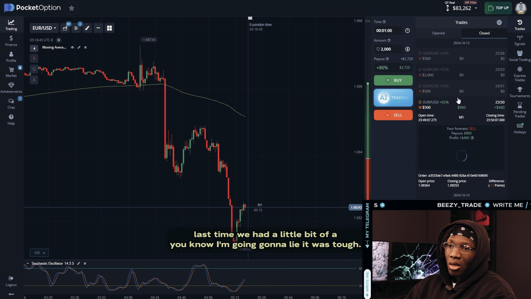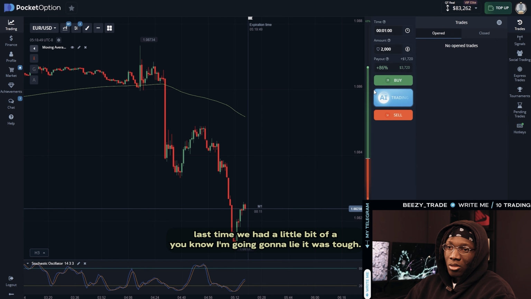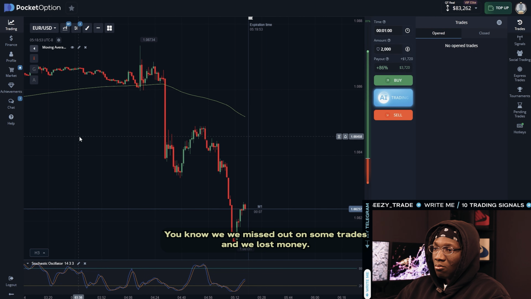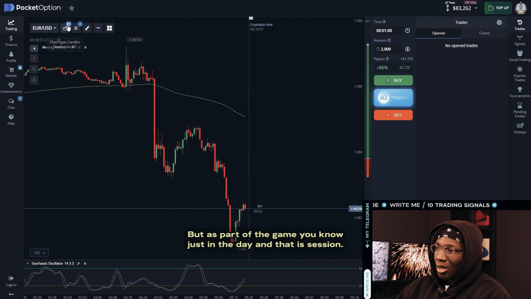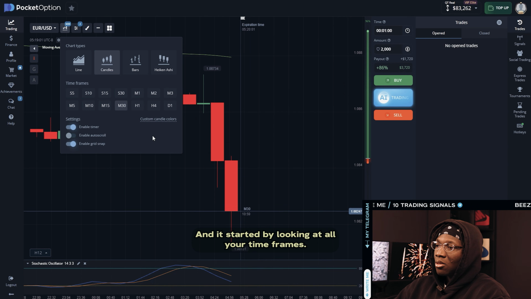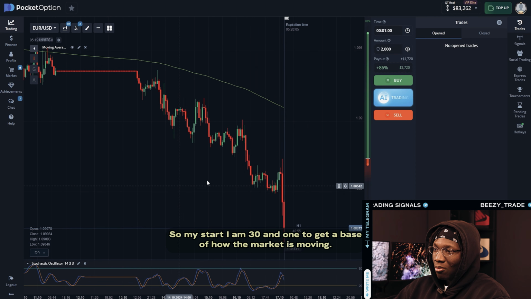Remember last time we had a little bit of a, not gonna lie, it was tough. We missed out on some trades. We lost some money, but it's part of the game. Just another day, another session. I'm gonna start by looking at our higher time frames. So I'm going to start at M30, M1 to get a base of how the market has been moving.